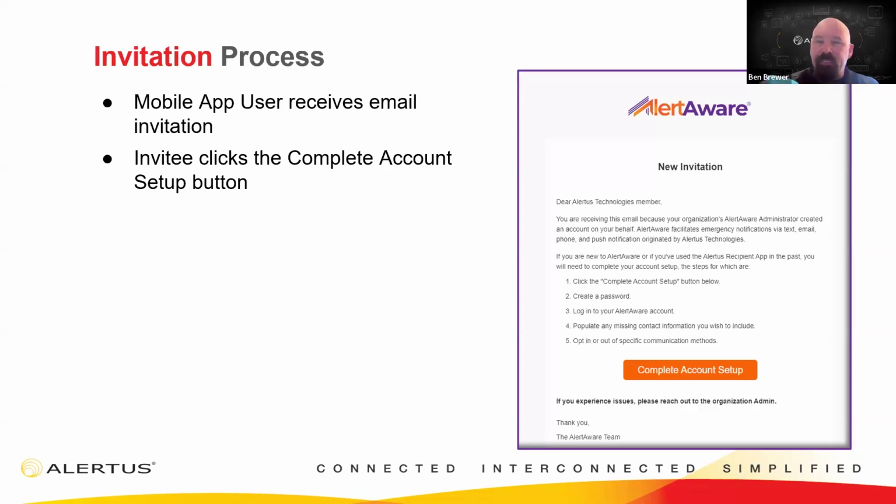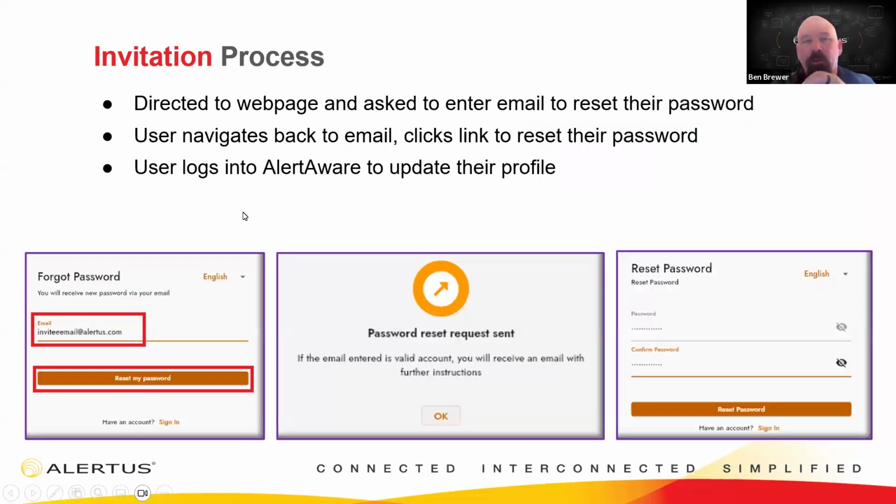And what you see on the screen is a representation of an email that comes out from AlertAware depicting that invitation. So once your invitee has reviewed the email, they would click on the complete the account setup button, and this will take them into the next step in the invitation process.